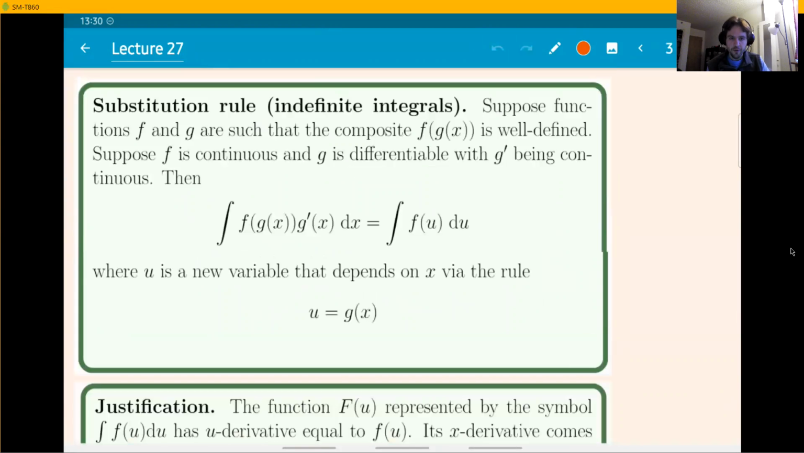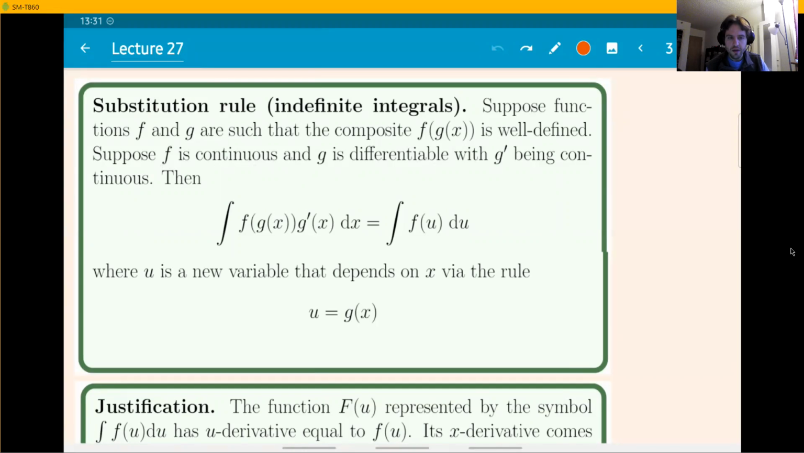So stated formally, this is how it goes. Substitution rule, or U sub, for indefinite integrals. Suppose you have functions f and g such that the composite f of g is well defined. You know that composites are not always well defined, they have to be, but we basically never worry about this. If somebody gives you an integral with a composite in it, then that has to be because it was already well defined. So now suppose f is continuous, g is differentiable, and g prime is continuous.